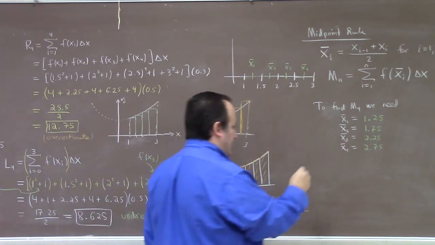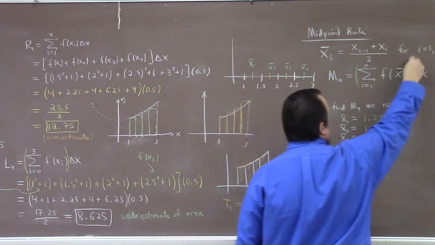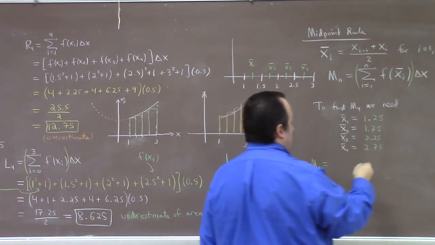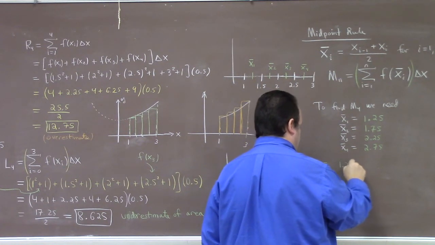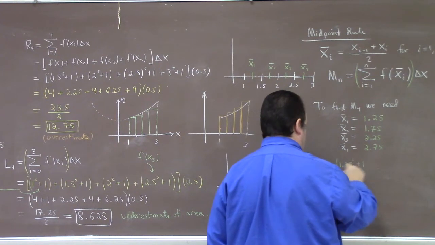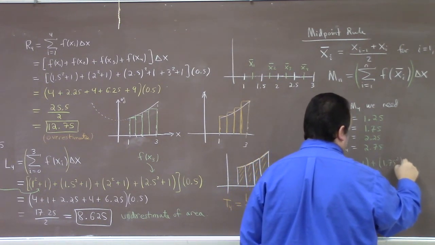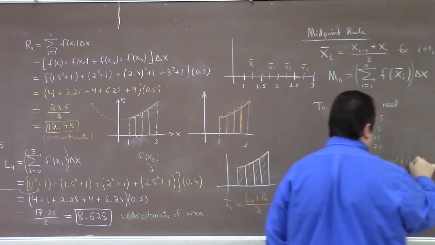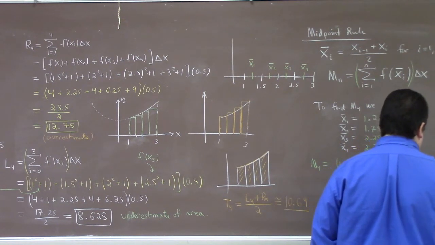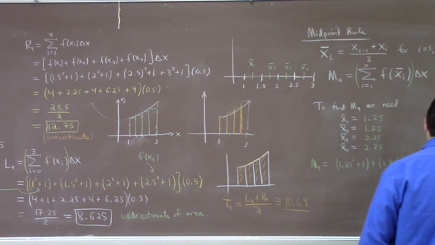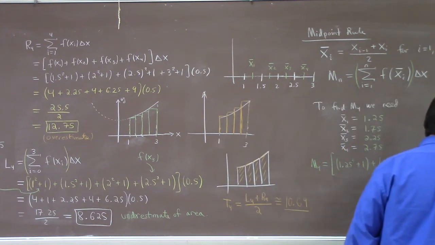And then, to calculate M4, we can again factor out the delta x, right? And so we have 1.25 squared plus 1, that's f of x bar 1, plus 1.75 squared plus 1, plus 2.25 squared plus 1, plus 2.75 squared plus 1, all times delta x.